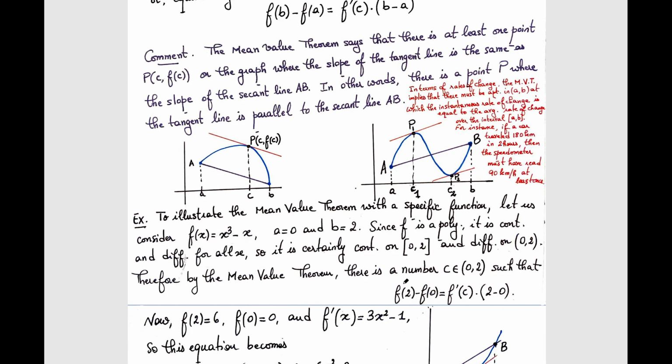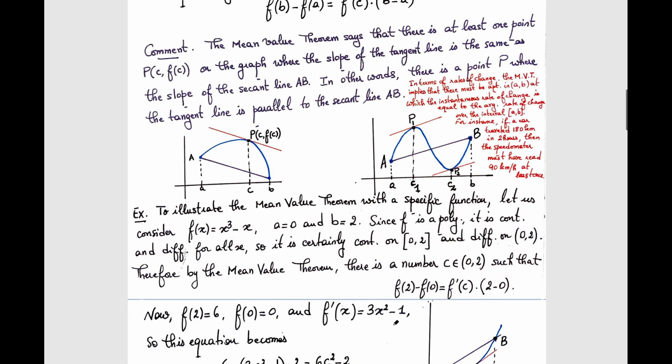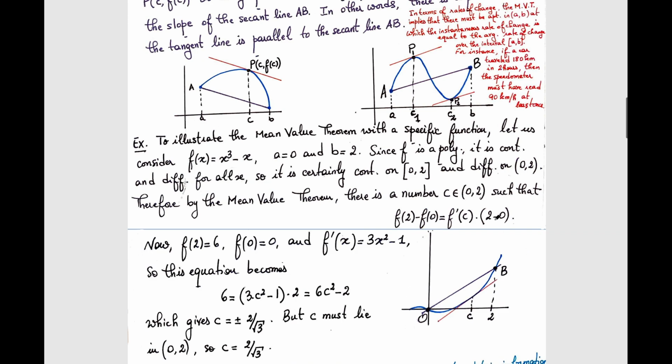However, in this context, I can get my hand on that number c. I can evaluate f of 2. F of 2 is 2 cubed minus 2, which is 6. F of 0 is 0 cubed minus 0, which is 0. And f prime of x is 3x squared minus 1, so f prime of c is 3c squared minus 1. So this whole thing becomes 6 minus 0, so 6 is equal to 3c squared minus 1 times 2. And that is 6c squared minus 2.